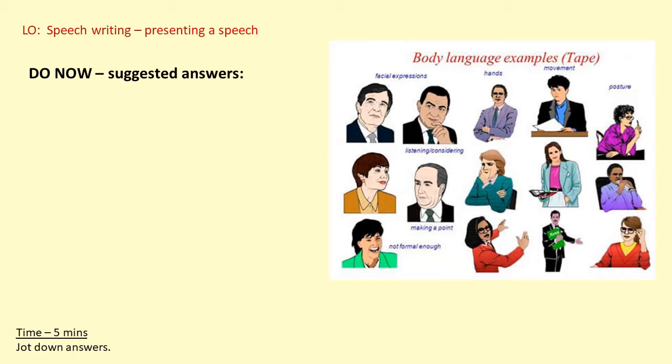Okay, so these are some suggested answers. Gestures. So gesturing with your hands can be a way to support your points and capture people's attention. Facial expressions. So changing the expression of your face to reflect your mood or emotion. Sometimes it may be better to maintain a stoic facial expression if you're in a very serious meeting.